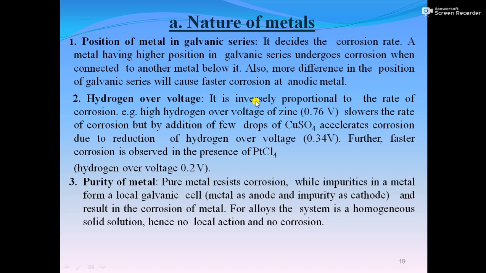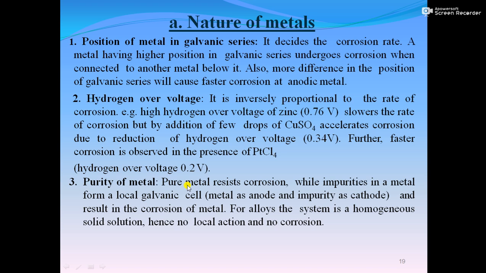As you can see in the example, it is inversely proportional to the rate of corrosion. The higher the hydrogen overvoltage, here 0.76, the slower the rate of corrosion. But if we add a few drops of copper sulfate, it accelerates the corrosion due to the reduction of hydrogen overvoltage. Earlier it was 0.76, then it becomes 0.34. So the rate of corrosion will increase.